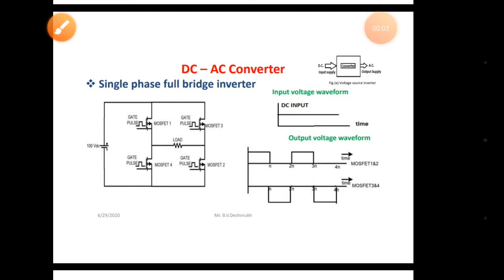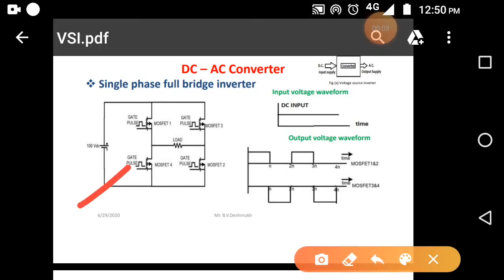The single phase full bridge inverter. This is the circuit diagram of a single phase full bridge inverter. In this diagram, on the input side we are applying a DC supply, and here I am using four switches: MOSFET 1, MOSFET 2, MOSFET 3 and MOSFET 4. Instead of these MOSFETs, you can use IGBTs or any other types of semiconductor devices.